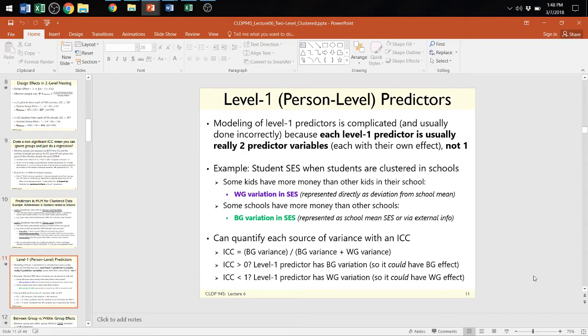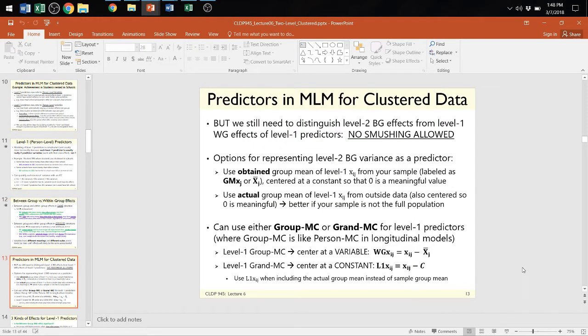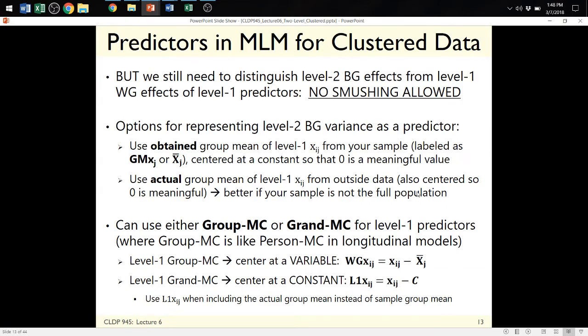All right, so then we start talking about how to center variables, right? So there's 2 choices. Predictors for clustered data, let's do that. So we have level 2 predictors in this story, which are between group things. They should always be centered using a constant-based centering in a 2-level model, meaning make 0 mean something. Now, how to get them is trickier.